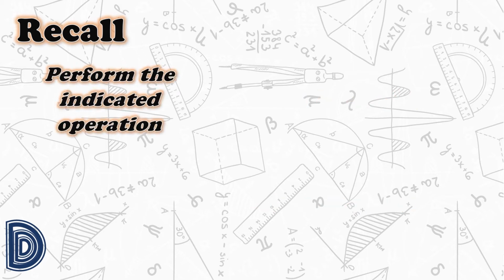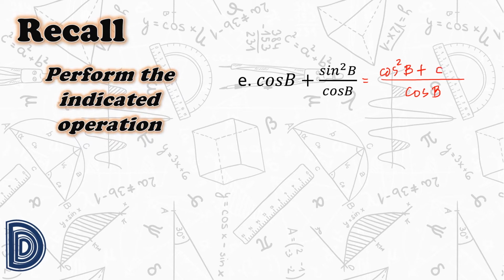Next, let us have operations involving trigonometric functions. So we have cosine B plus sine squared B over cosine B. Again, the LCD is cosine B. Then we have cosine B times cosine B, that is cosine squared B, plus sine squared B. From the Pythagorean relation, cosine squared B plus sine squared B is equal to 1. Therefore, the final answer is 1 over cosine B.